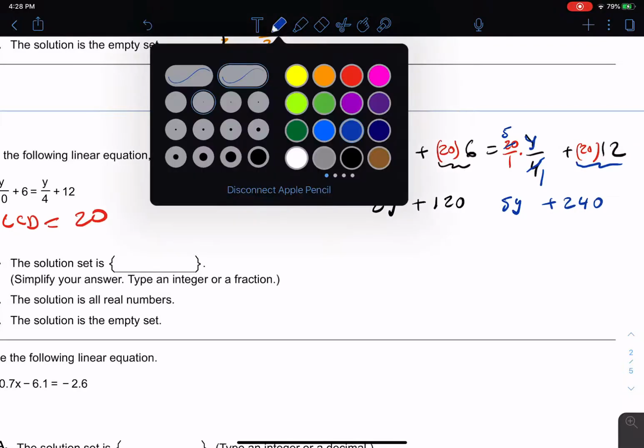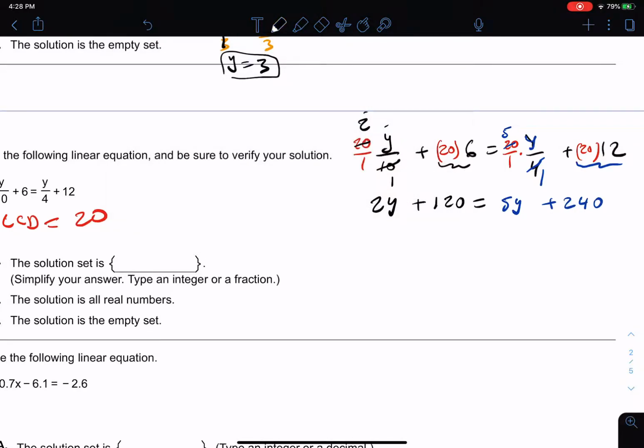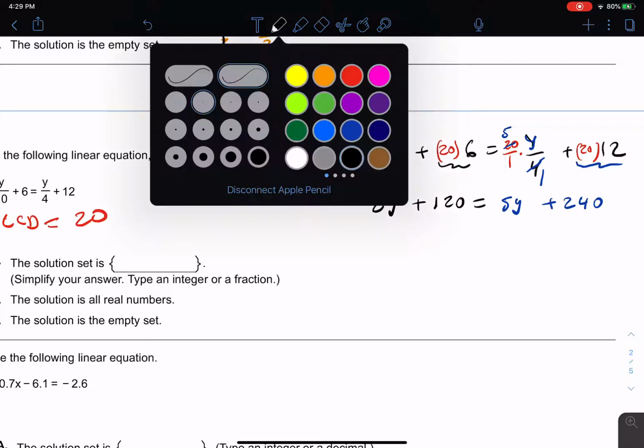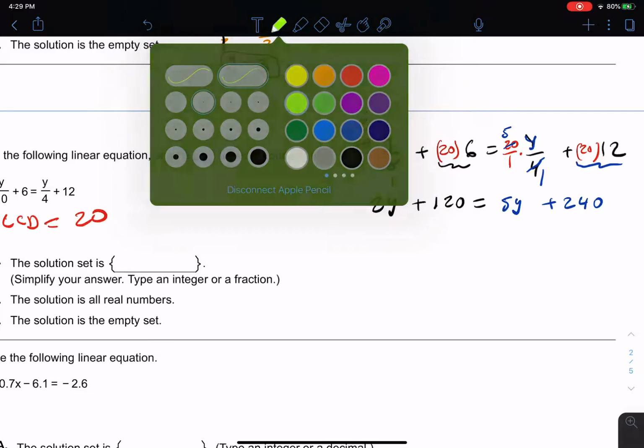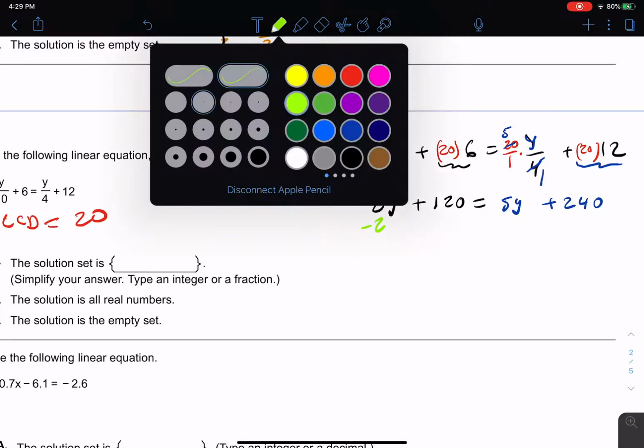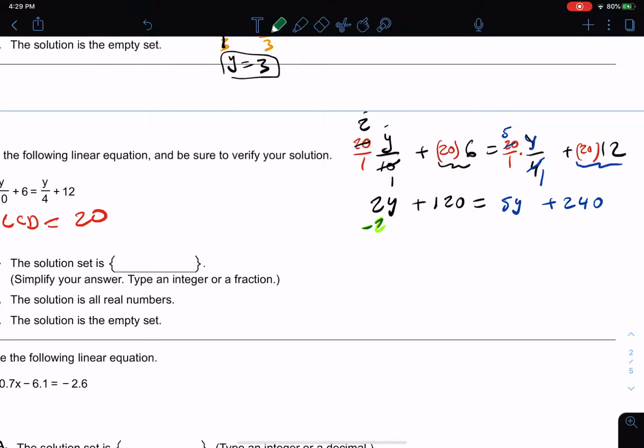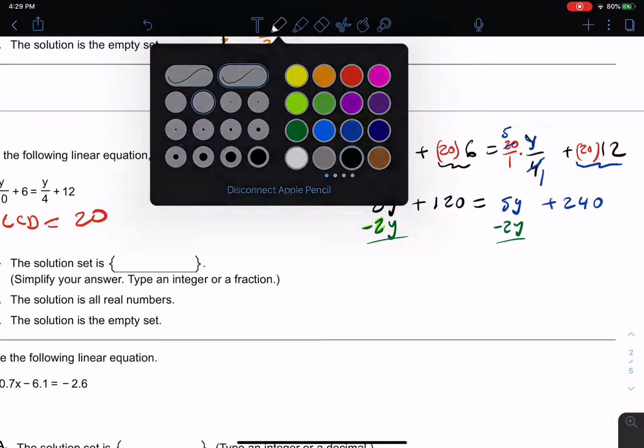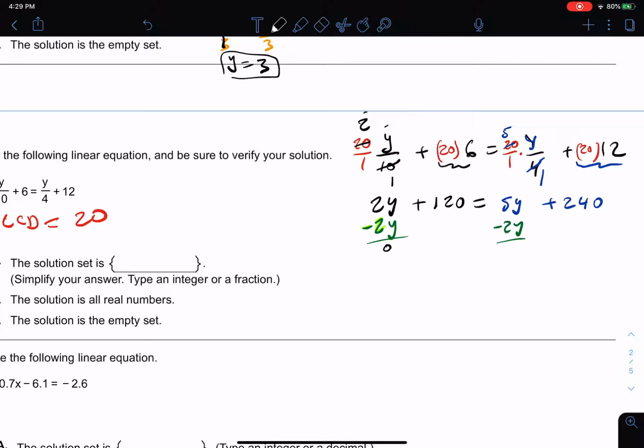Okay, I'm getting a little crazy with the colors here. Now, you see we have some y's on the left and some y's on the right. I want to figure out which side I want my y's on. So I'm just going to follow that general loose rule, which is not a hard and fast rule, to subtract the smaller amount. Let's get a better color. 2y is smaller than 5y, so I'm going to subtract the smaller amount out. So subtract 2y. And what does that leave us with? This zeroes out, leaving us with a 120 on the left. 5y minus 2y is 3y, and we still have this plus 240.